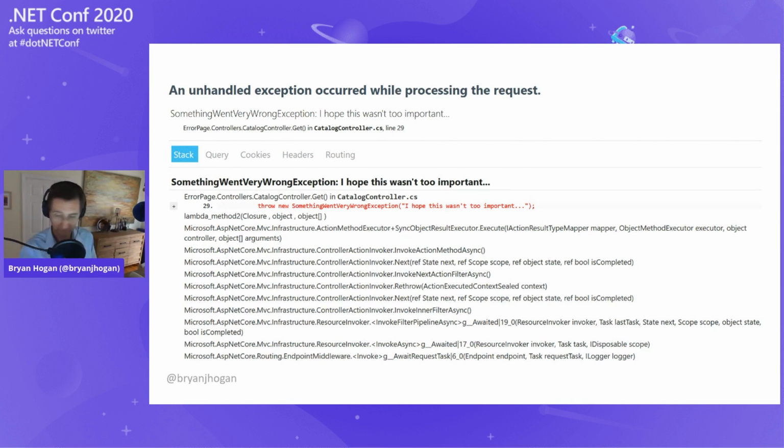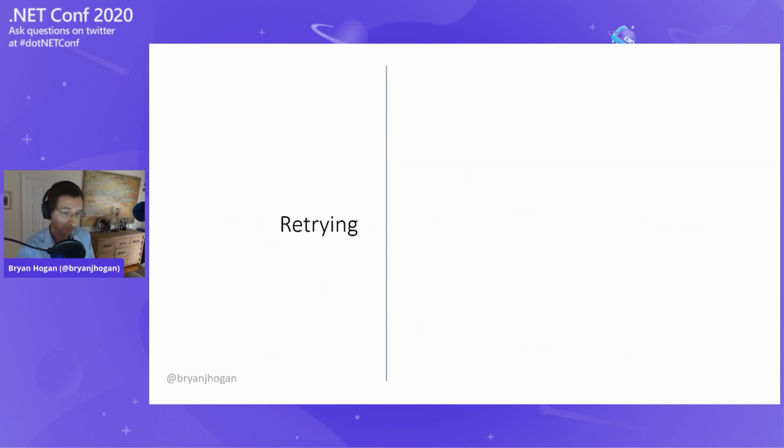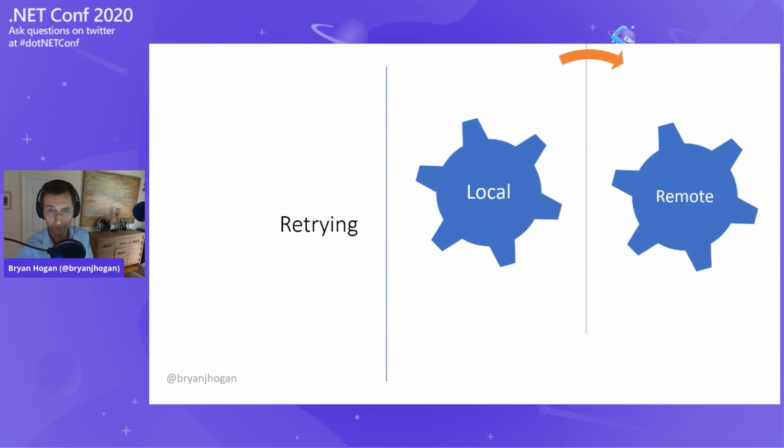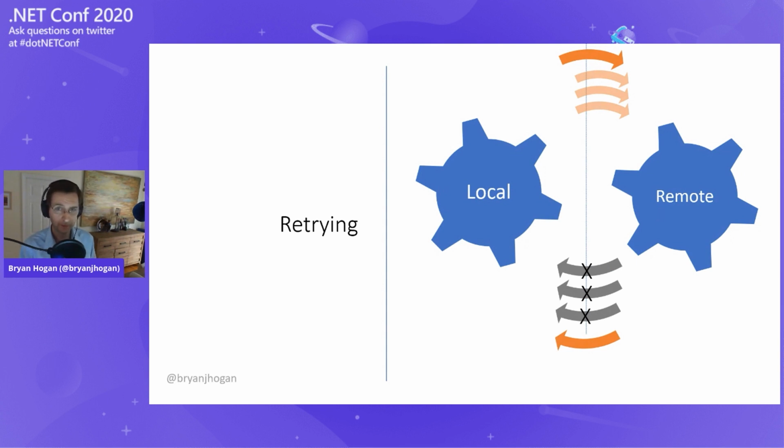What could you do about it? The obvious answer is to retry a request. So think of your local system making requests to remote systems. Make a request, get back a failure. Retry it, get back a failure. Retry, failure, retry, success. So keep retrying until you get a response. Keep retrying within reason, not forever, of course.